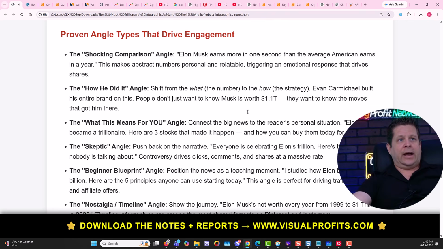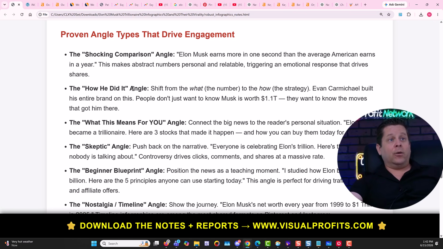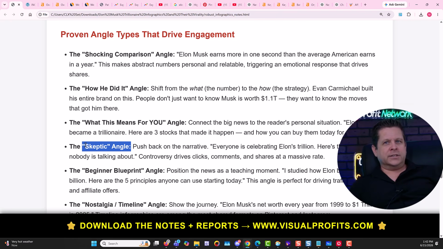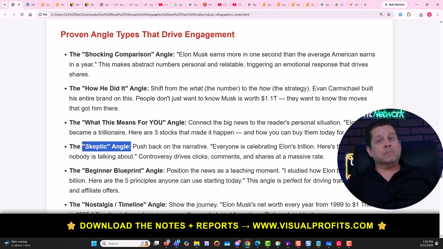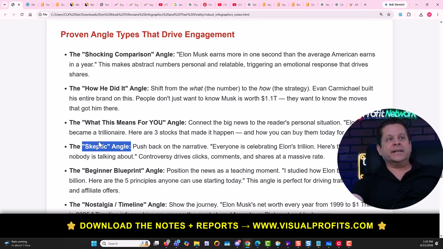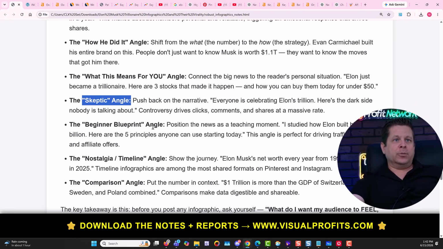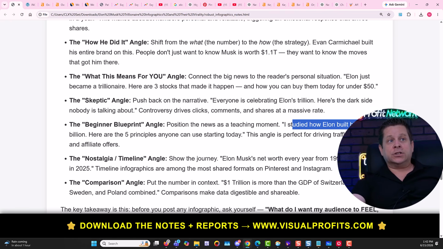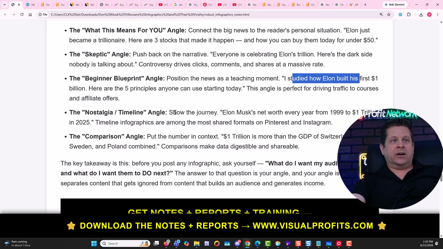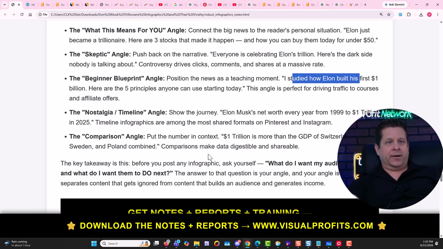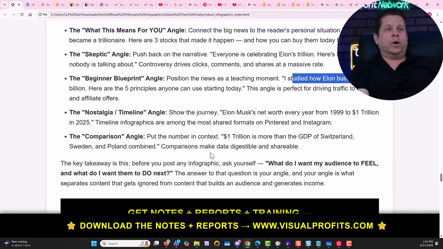Some proven angles that drive engagement are the shocking comparison: here's what he has, here's what average people had. How he did it. This is key. This is what I like. Or what this means for you. What does this mean for the average person? The skeptic angle, like, does he really have a trillion? Or is it just in stocks, and does it actually work? That would be a really good one as well. Or what does that actually mean? The beginner blueprint: here's how he got his first million or first billion or whatever. Nostalgia timeline showing the journey, or a comparison angle where we look at how 1 trillion is the same as all of Switzerland's money or whatever it is.